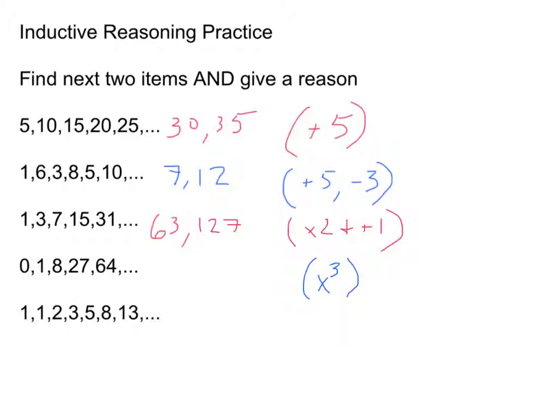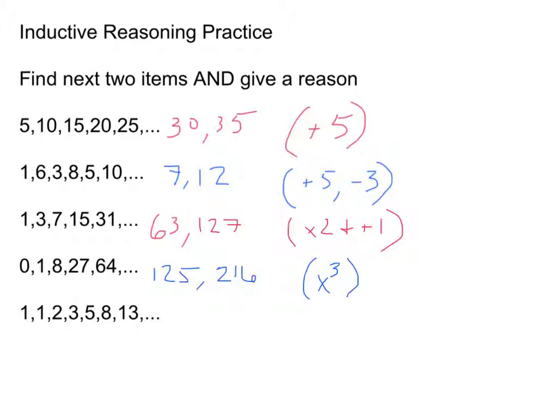So we got 0 cubed, 0 times 0 times 0 is 0, 1 times 1 times 1 is 1, 2 times 2 times 2 is 8, 3 times 3 times 3 is 27, 4 times 4 times 4 is 64, so we got to do 5 times 5 times 5, which is 125, 6 times 6 times 6 is 216.